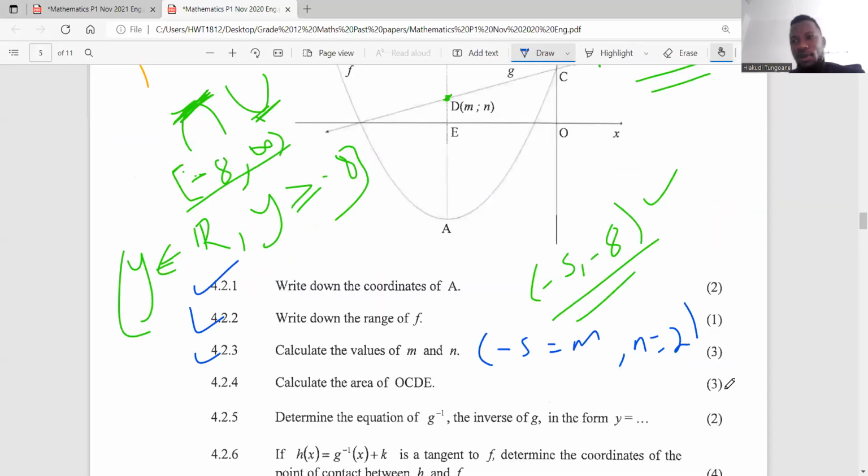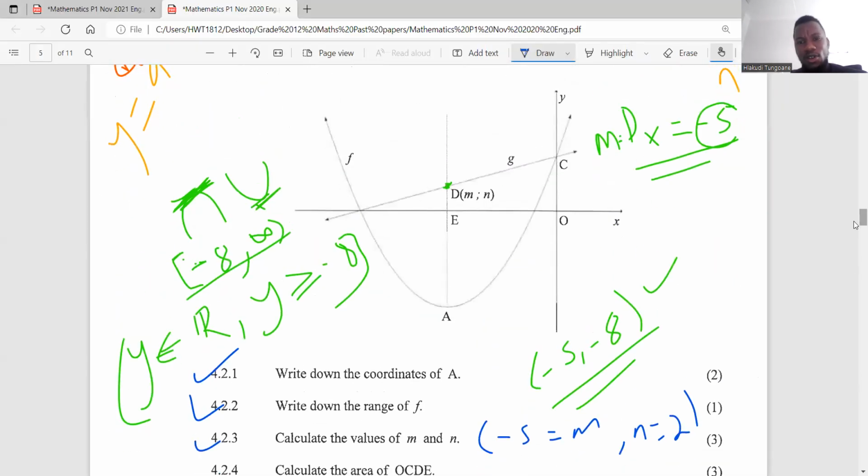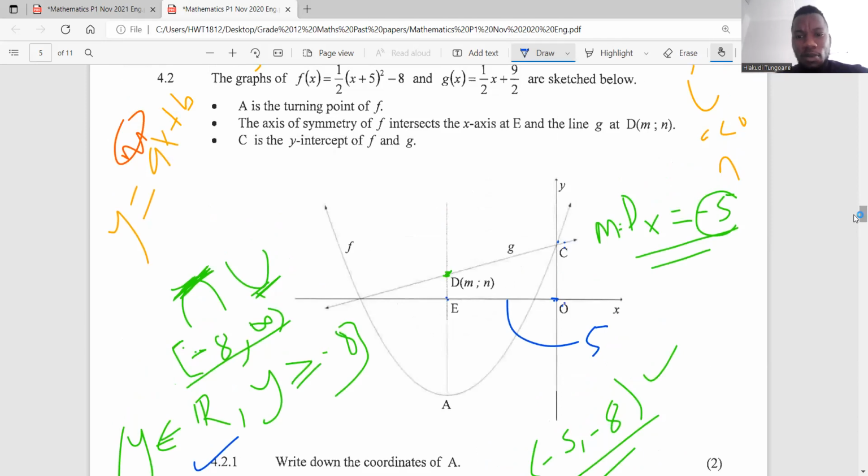If you look into our diagram here, you see OE, so we know this length. Why? Because this is just a straight length, and the x here we know is -5. So -5 to 0, this distance is 5 units. And then the length of OC, from O to C. C is the y-intercept of G, so that point is 9/2, which means this length is 9/2 as well, because it's 0 to 9/2.